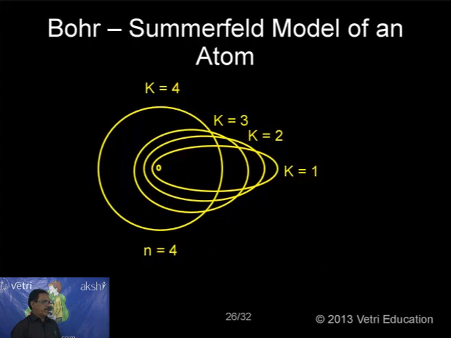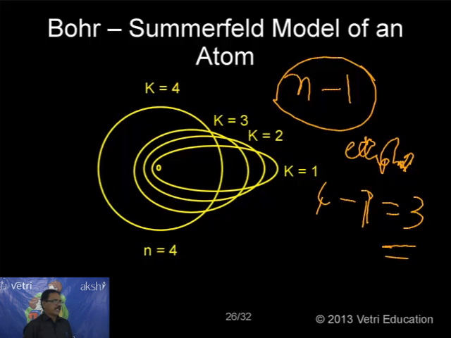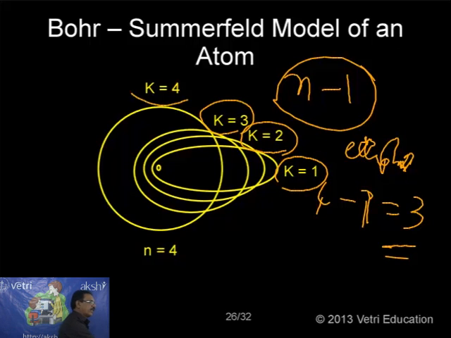Now what we have shown here is n equal to 4. I have given the atomic structure proposed by Bohr-Sommerfeld. As usual, n minus 1 orbits will be elliptical, so we have to calculate. Here n is 4, so 4 minus 1 is 3. So there should be 3 elliptical orbits, and one will be spherical. K1 is the first elliptical, K2 the second elliptical, K3 the third elliptical, and K4 is nothing but n equal to 4. So K4 is spherical.